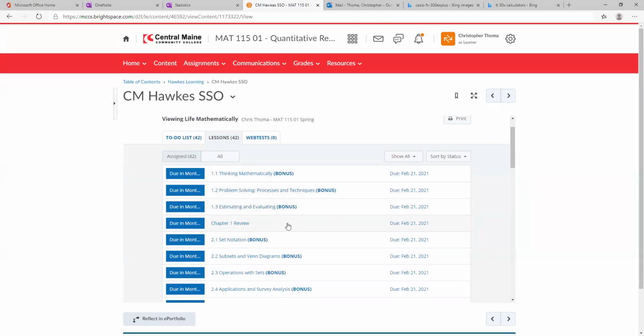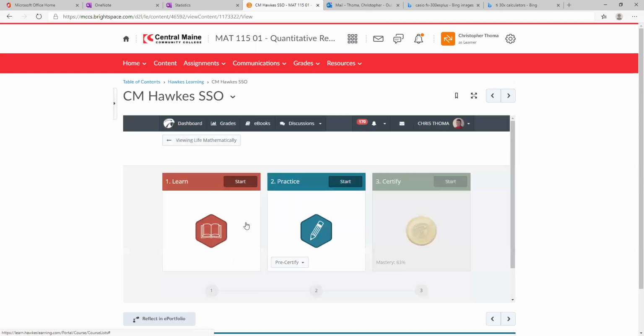The ones that don't say bonus, like the chapter review, these are the ones that you can do instead of the projects. So you're like, hey, I am not doing projects, I'm going to do the Hawks. Then you come in here. You still have the option to learn and to practice, but you must certify if you want this to count as a grade. So that is the difference. If you're going to do Hawks instead of the projects, you must certify the chapter reviews.